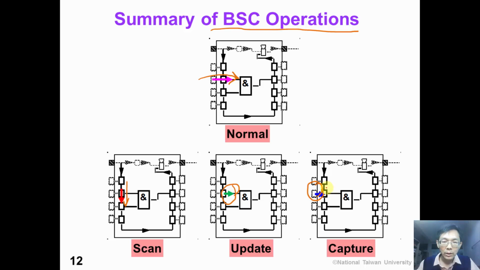So when we are running the boundary scan testing, we can load our test pattern using the scan operation, and we can apply our test pattern using the update operation, and we can capture test response using the capture operation. So these 3 operations are repeated again and again to apply test pattern and observe test responses.